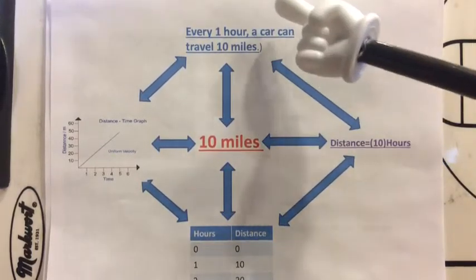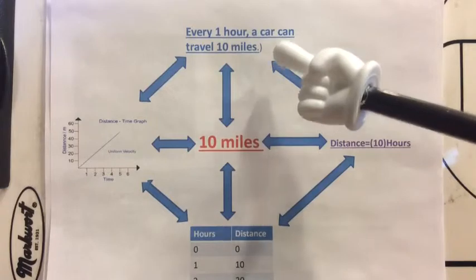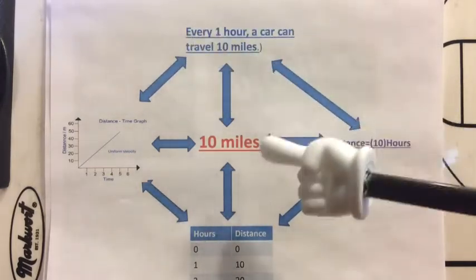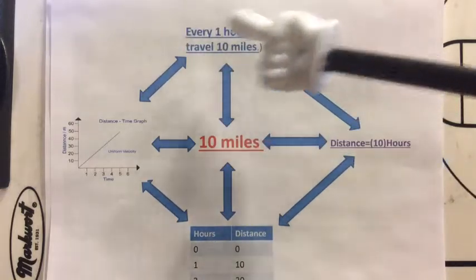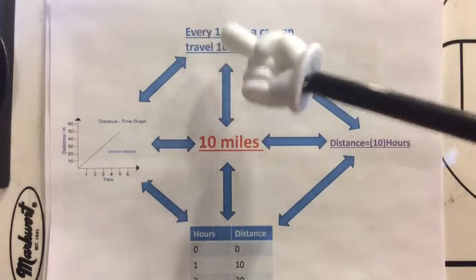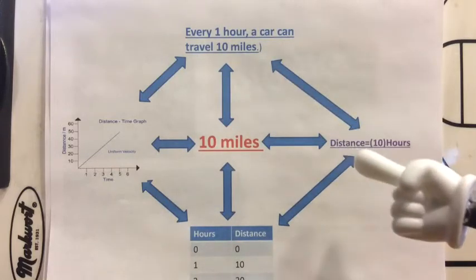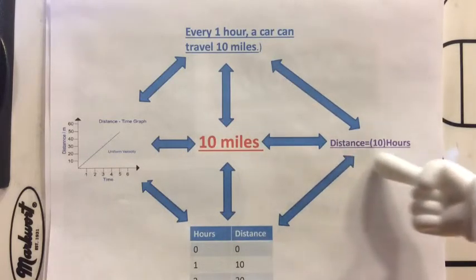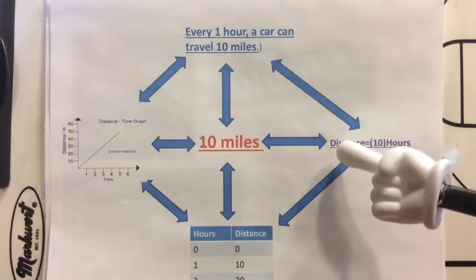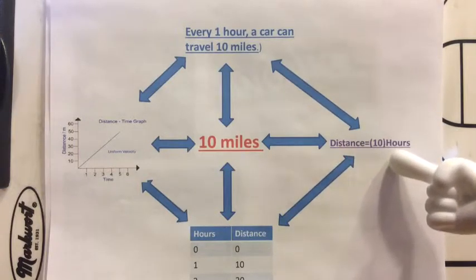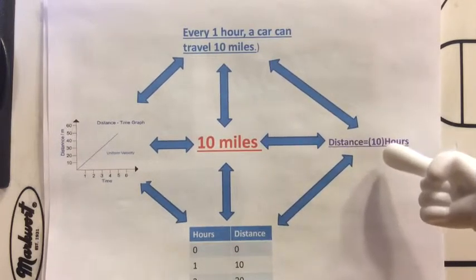So right over here is the situation. And just like we recalled, the situation is where you take your unit rate and put it into a mini word problem. Every 1 hour, a car can travel 10 miles. Our rule, as you see here, we put it into an equation. So the distance we travel is equal to 10 miles times the number of hours that we decide to travel.